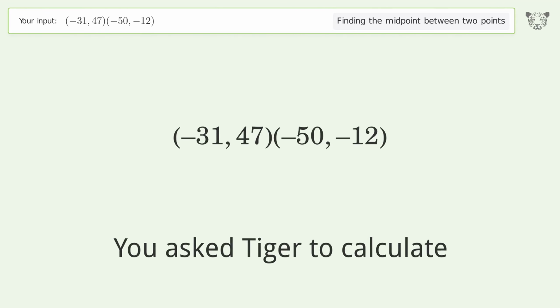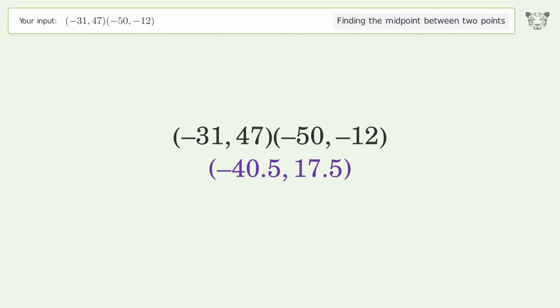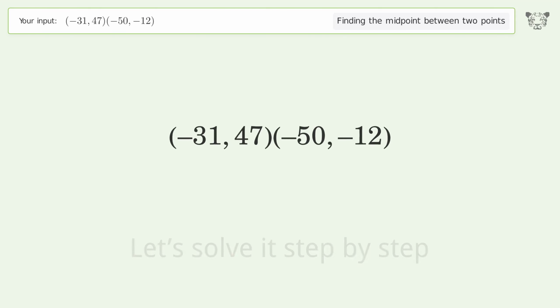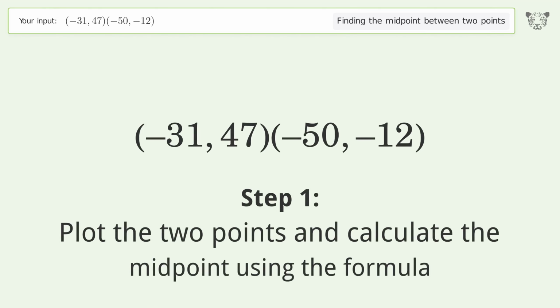You ask Tiger to calculate. This deals with finding the midpoint between 2 points. The midpoint between the 2 points is negative 40.5, 17.5. Let's solve it step by step. Plot the 2 points and calculate the midpoint using the formula.